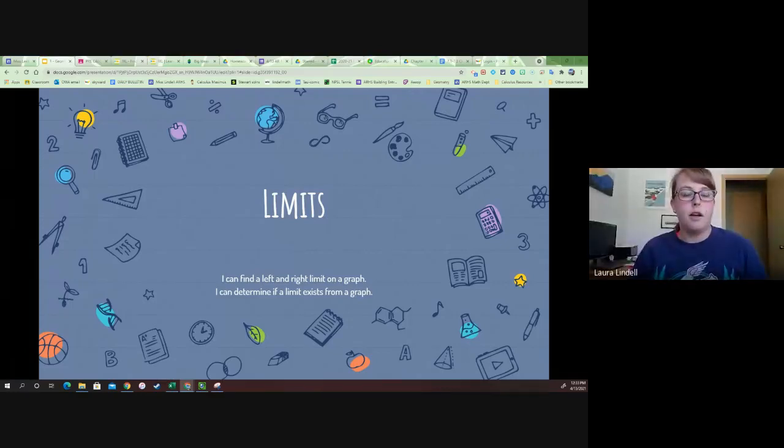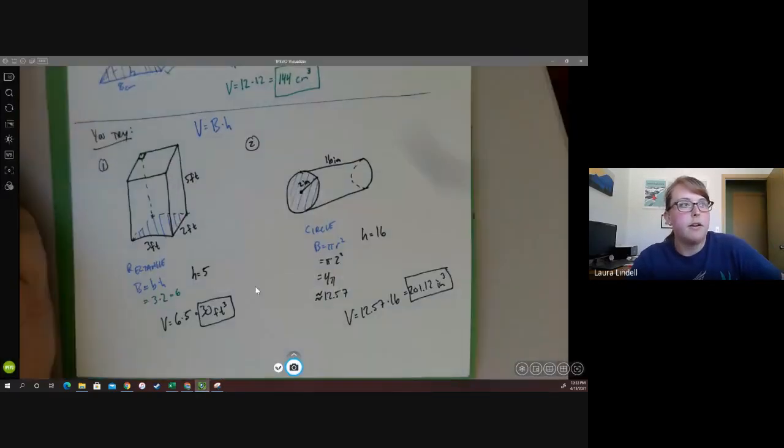Okay. So we're still continuing on with limits today, but today we're going to talk about left and right limits separately on a function, and then determining whether or not a limit exists from a graph. And so today it's all going to be still looking at graphs and whatnot. So go ahead, grab your notes, and we will get going here.